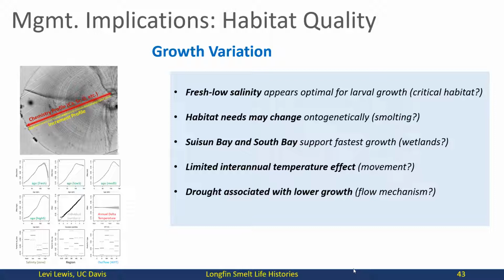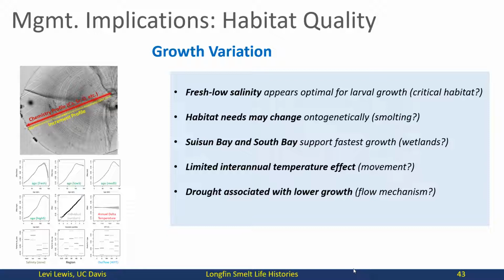Habitat needs, however, change ontogenetically. So again, unlike, well, maybe similar to delta smelt, but maybe more extreme than delta smelt, it seems that freshwater habitats become inhospitable for longfin smelt as they age, and that is probably why they move. Suisun Bay and South Bay seems to be supporting the fastest growth. And again, that might be an indicator of the benefits of wetland habitats, and that might encourage additional wetland habitat restoration for the production of food.